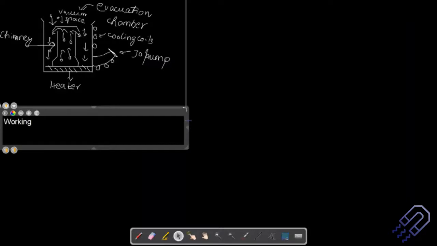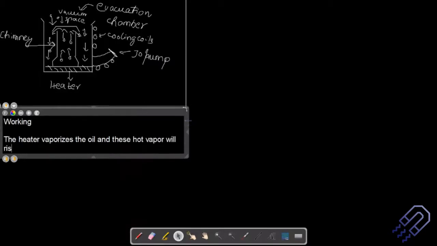So what happens is the heater which we actually have vaporizes the oil, and this hot vapor, when we vaporize it, will actually rise, right? This hot vapor will rise into the vapor chimney. So the image can be clearly seen. The vapor will actually rise into the chimney. So I'm talking about this part right now. It's basically slowly rising.